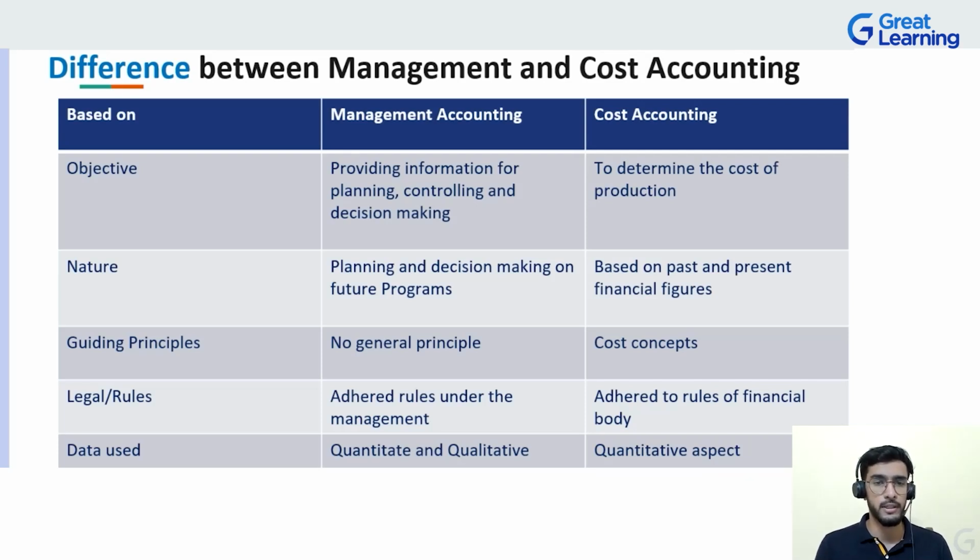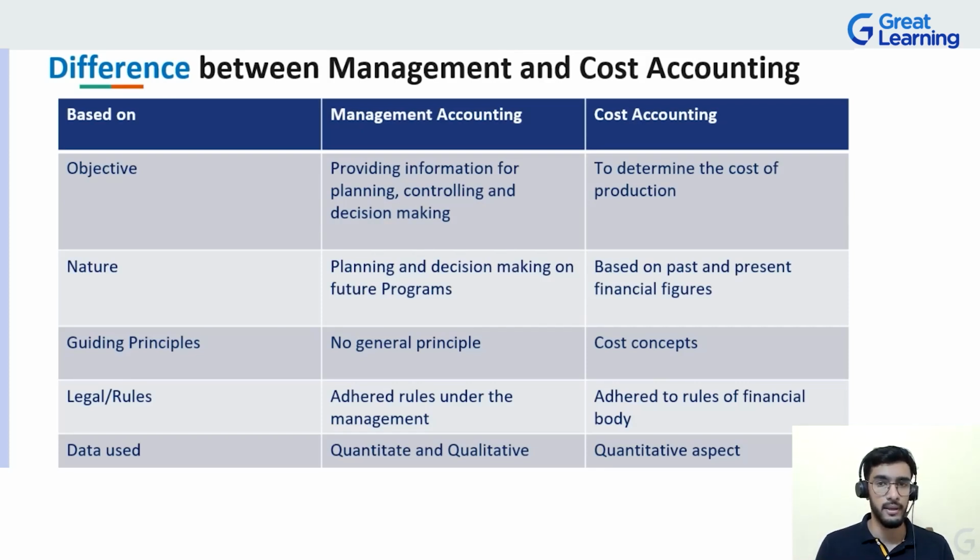So, starting with the objective. Under management accounting, it's written like providing information for planning, controlling, and decision making. And under cost accounting, it's written to determine the cost of production. Management accounting provides information for planning, controlling, and decision making because a management accountant creates reports, assists, and formulates or forecasts the different plans that help the upper hierarchy of management make decisions for the future expansion of the company. So that's how the management accountant creates the reports for the internal management, thereby fulfilling the objective of planning, controlling, and decision making.